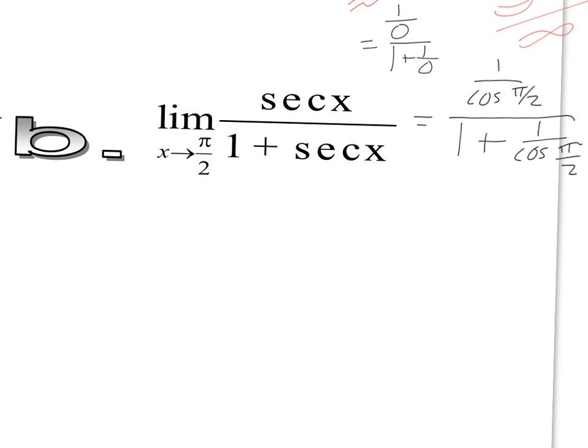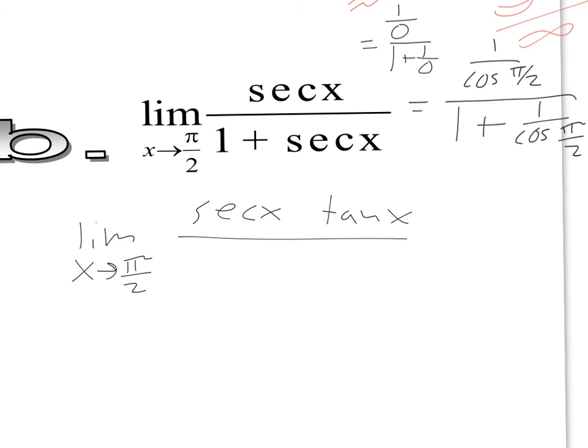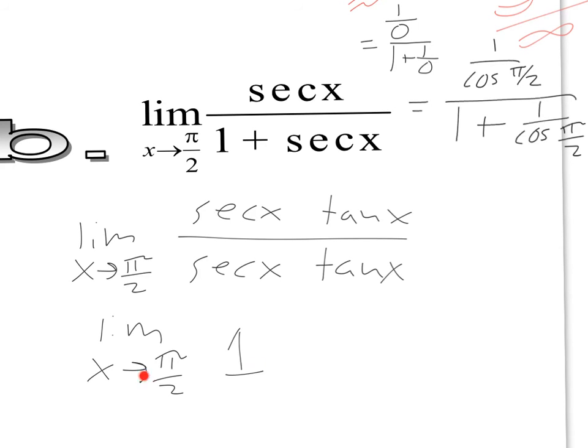I'm going to move all this stuff out of the way. So the derivative of secant x is secant x tangent x, so I'm just going to write secant x tangent x on top. Derivative of 1 is just 0, and again, the derivative of secant x is secant x tangent x. Well, we can see that now we have the exact same thing on top and bottom, so this just ends up being the limit as x approaches pi halves of 1. Well, again, the limit of a constant is just that constant, so the answer here is just 1.